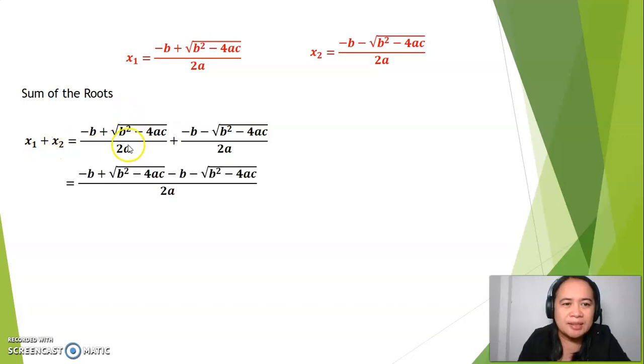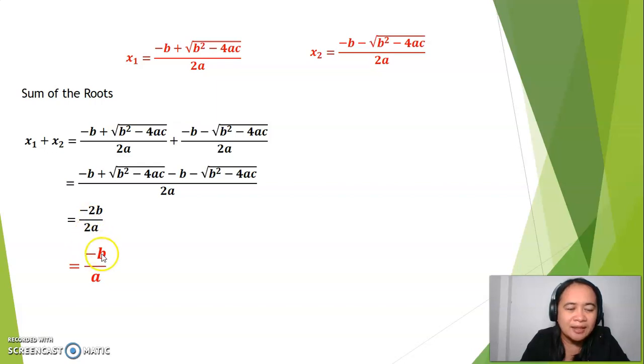So, with this, since they are similar terms, we will have negative b plus the square root of b squared minus 4ac, minus b minus the square root of b squared minus 4ac, all over 2a. Now with this, we can simplify. Negative b minus b is negative 2b. Since this is plus and this is minus, and they are the same terms, therefore you can cancel. And the denominator is 2a. So with this, we can cancel 2 and 2, so therefore we will have negative b over 2a. Take note, this is the sum of the roots.